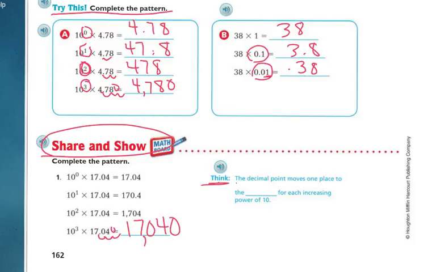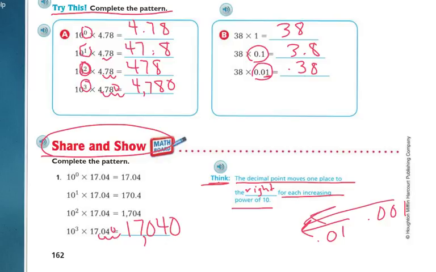So think. The decimal point moves 1 place to the right for each increasing power of 10. When I'm doing a decreasing power, my decimal moves to the left. So whenever I'm multiplying it times the decreasing power like 0.1 or 0.001, I'm going to the left. Whenever I'm multiplying it times a power of 10, I'm moving it to the right.